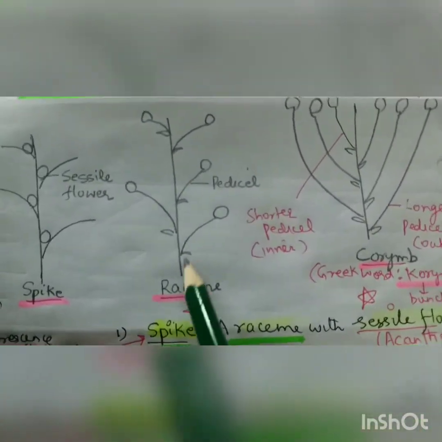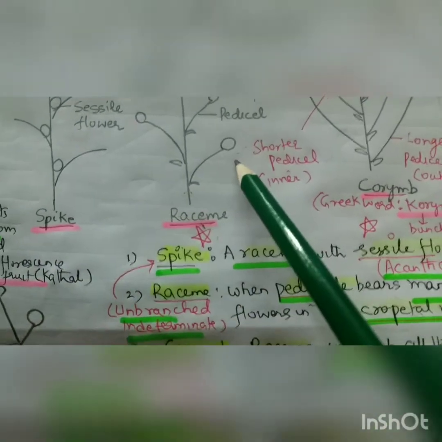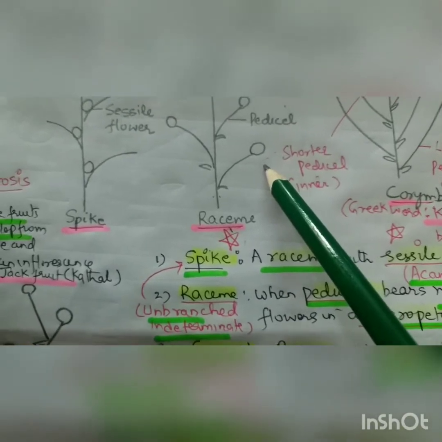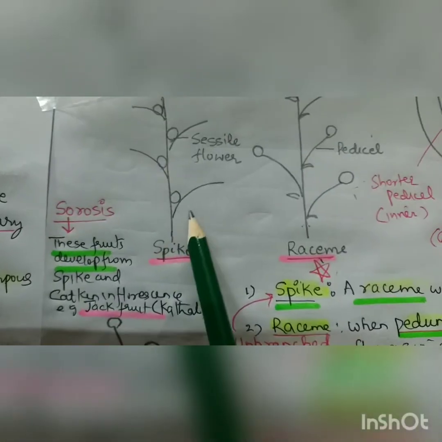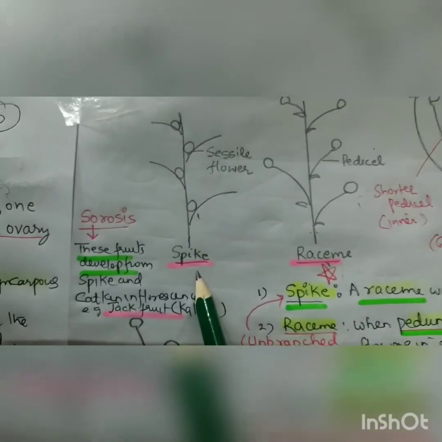If it has pedicellate flowers which is unbranched, with indeterminate growth, it is called raceme. If the flowers are sessile, it is called spike.